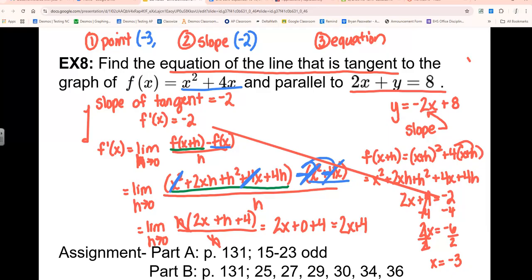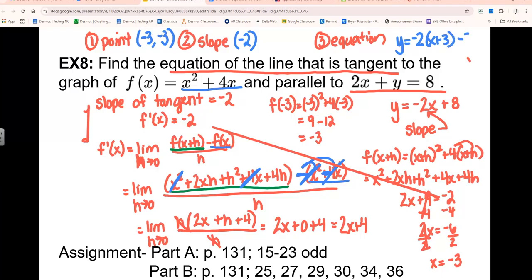What, Jericho? Plug in -3 into the equation up here. So I'm just going to do this here in the middle where I've got a little space. f of -3 is going to be (-3) squared plus 4 times -3. So that is going to be 9 minus 12. So I will get -3. So (-3, -3) is going to be my point of tangency. And now I need to write that equation, which is just going to be y equals -2 times (x plus 3) minus 3. And that right there will be my answer.